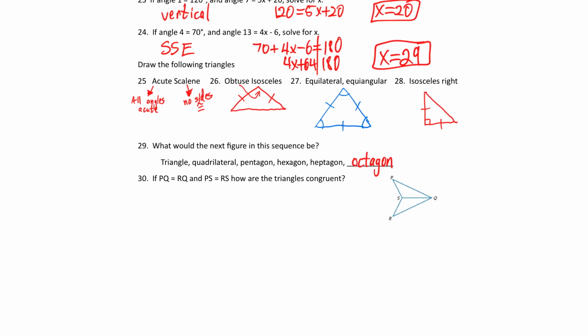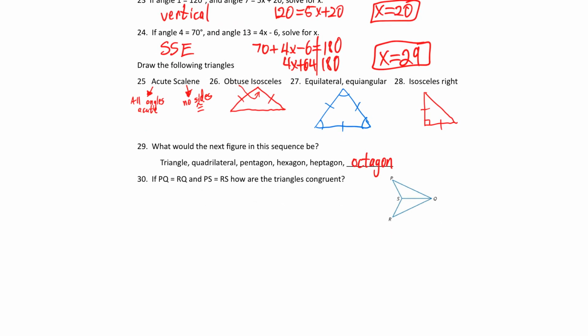Okay, then on number 30, if PQ is congruent to RQ, PS is congruent to RS, and that's going to be congruent to itself by the reflexive, how do I know those two triangles are congruent? By SSS. Okay, we'll stop there. We'll pick up the second half tomorrow.